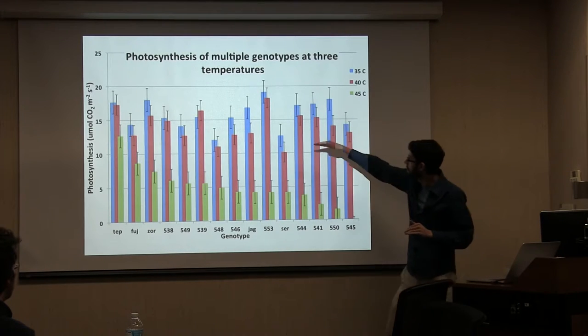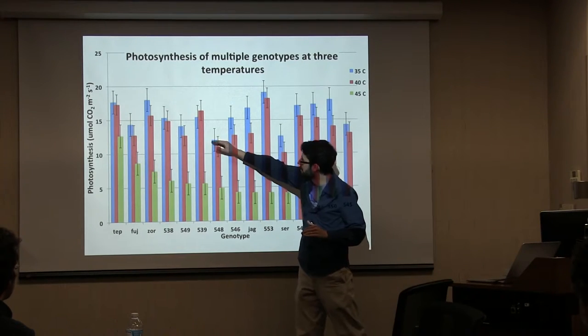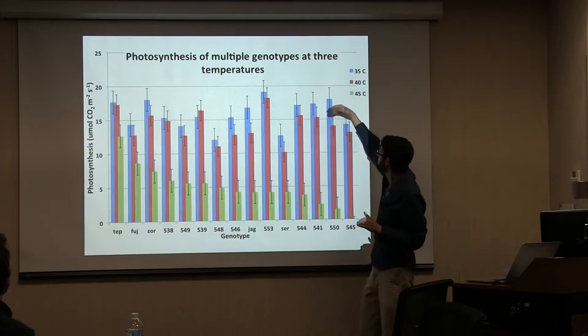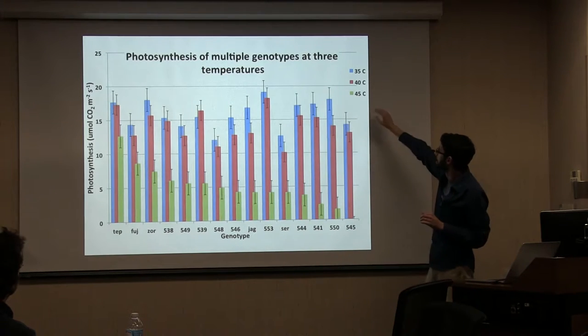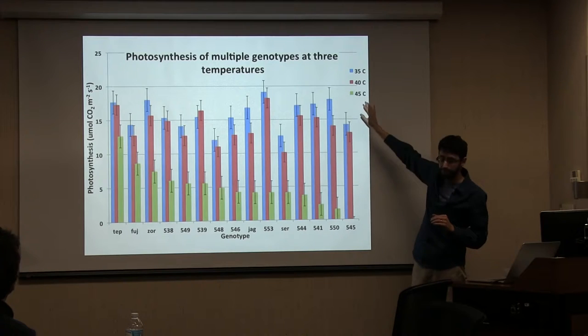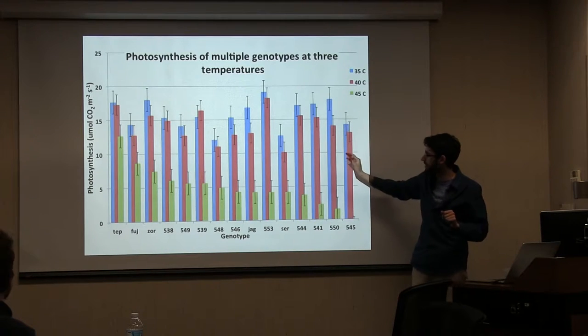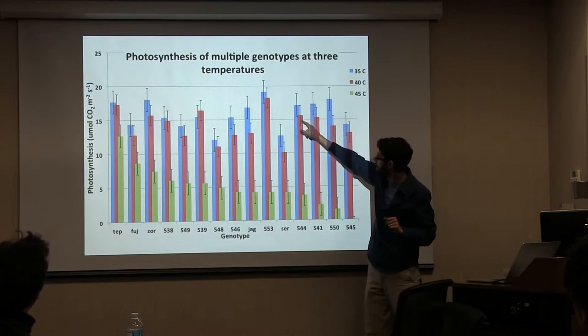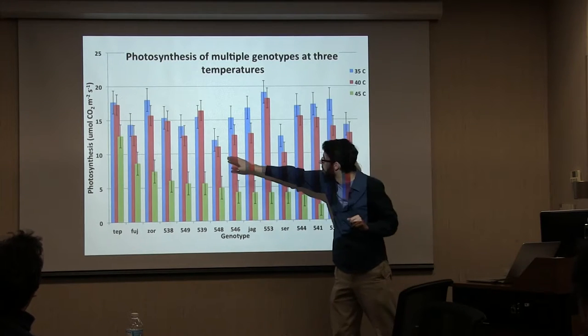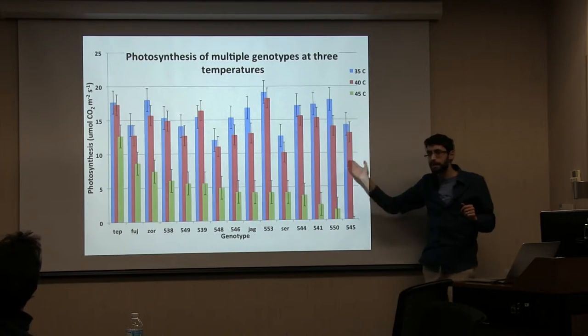But you see, it's otherwise fairly stable. You'll get maybe, at the lowest, 12.5 up to 20. Under heat stress, at 40 degrees Celsius, you'll have maybe a slight lowering of photosynthesis that you see almost across the board in every genotype, but it's not much.